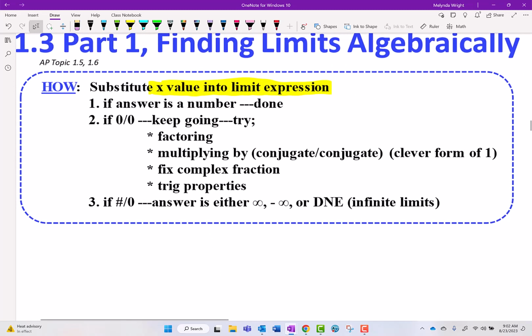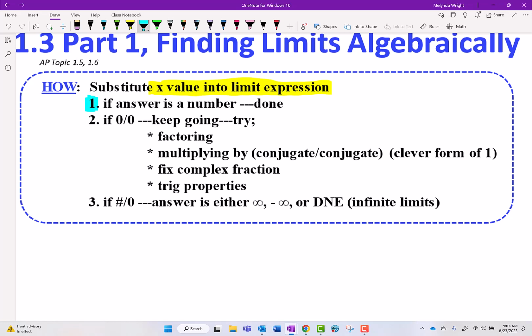And the first thing that could happen is we could get a number. Oh, that would be magical, right? We get like 5. Well, we're done. Now, I hate to say this, it's not that often that they give us a limit that we can simply substitute in and we're done, unfortunately. So if that happens, great.